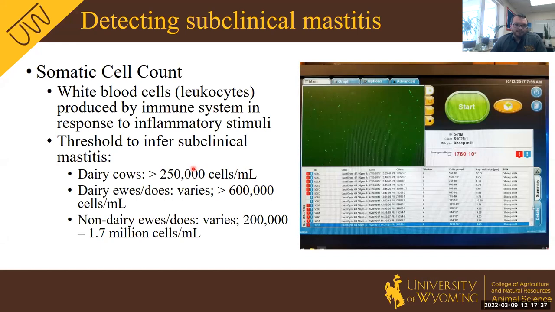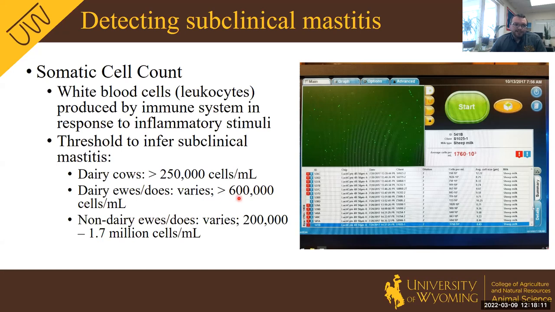So they're going to the mammary gland to help fight infection. And that's why we see an increase in these somatic cells, these white blood cells or leukocytes. In dairy ewes and does, there's not quite as clear of a recommended threshold to infer subclinical mastitis, even between these two different species. So dairy ewes, some would say that the somatic cell count threshold to infer subclinical mastitis is more aligned with the dairy cows. And in dairy does, it's closer to 600,000 cells per milliliter.